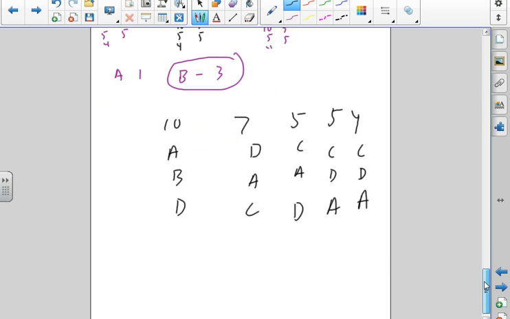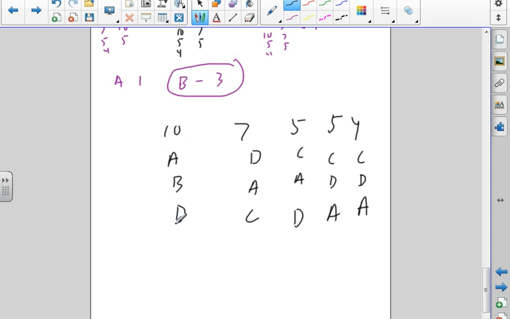Okay. Why is there a B here? That should be a C. Why is there a B there? I'm eliminating B. Shouldn't be any B there.